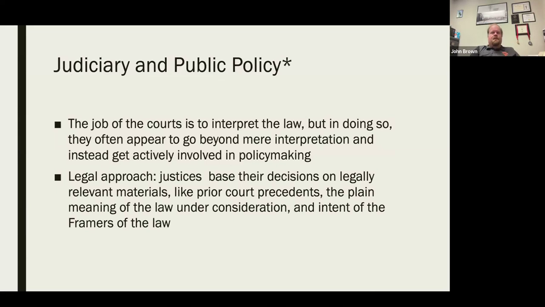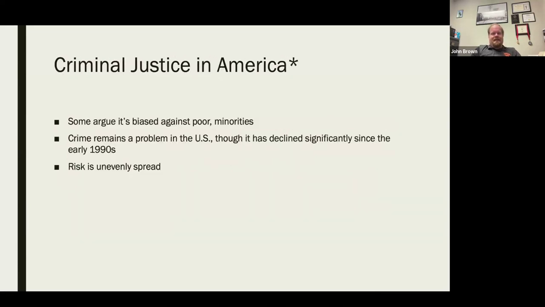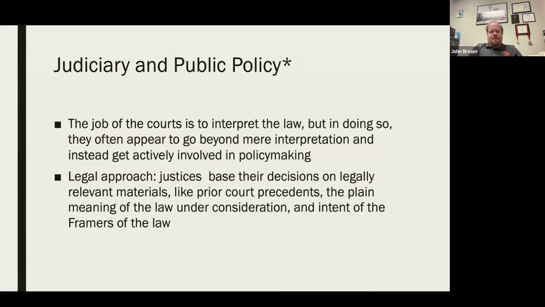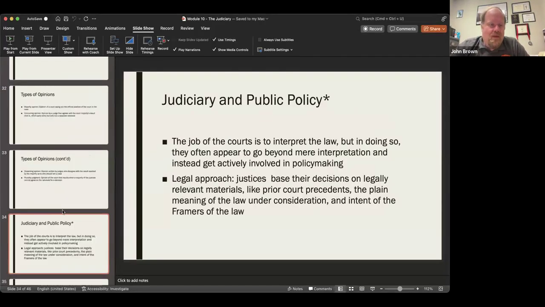The job of the court is to interpret the law, and in doing so, sometimes appear to go beyond interpretation and get involved in policy making. But this is pretty much taken for granted these days, I think. Judges, though, typically base their decisions on legally relevant materials: prior court precedents, the plain meaning of the law, and consideration of the intent of the framers of the law.